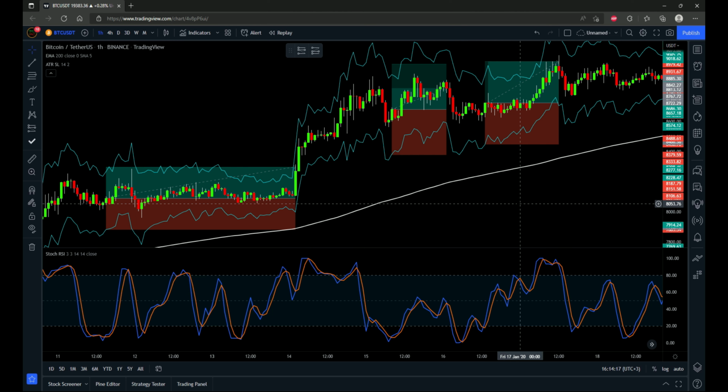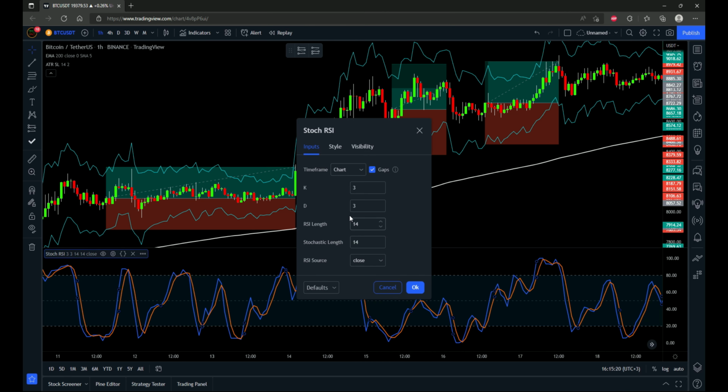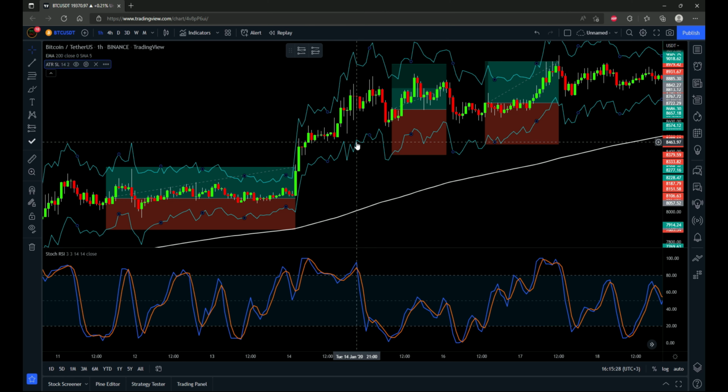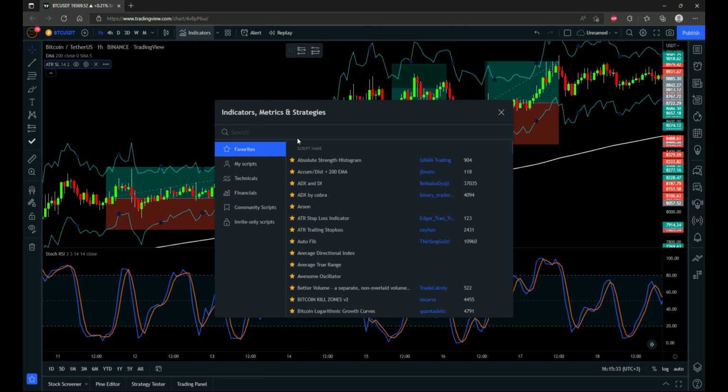Now, let's talk about the strategy, starting with the indicators being used here. First indicator is just a basic stochastic RSI with default settings 3, 3, 14, and 14. And then we have the 200 period exponential moving average and also an ATR based stop loss indicator. So I'll show you which one I'm using.